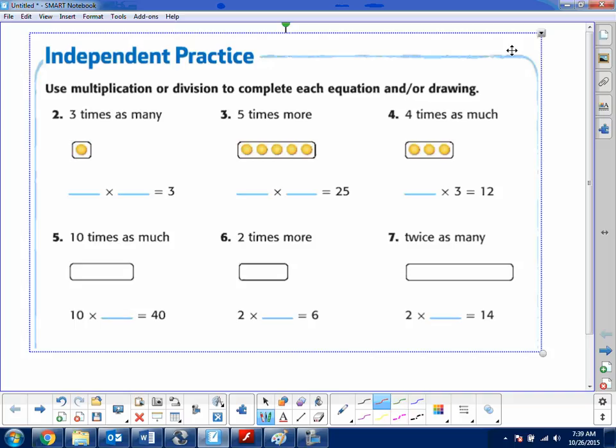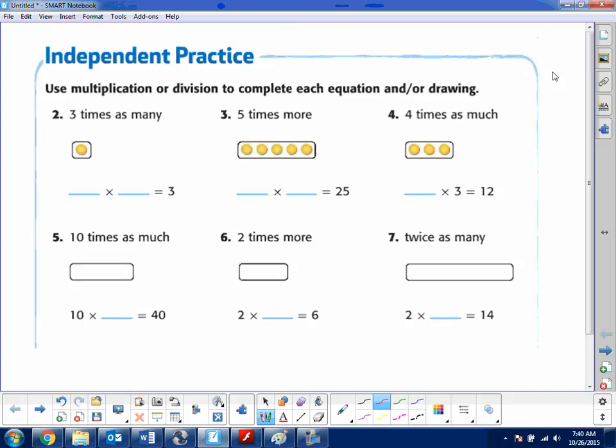What we're going to be looking at today, ladies and gentlemen, is multiplication as comparisons. What I want you to get used to when doing this lesson today is I want you to be looking at the words times as many, times more, or times as much. What this is going to tell you is what you're going to be doing in the problem. In this case, when we say 3 times as many, you look down here, we're going to be multiplying.